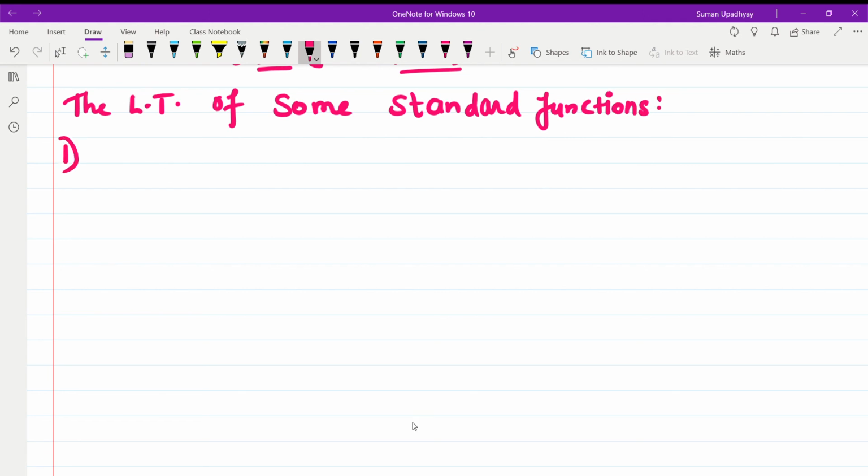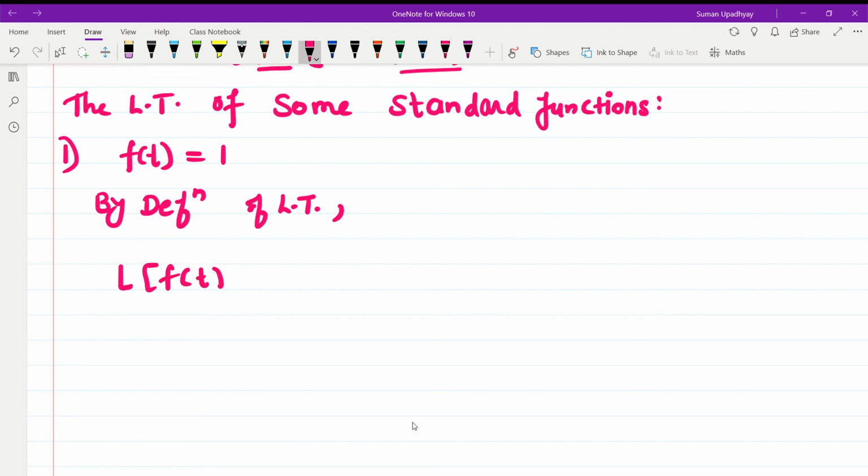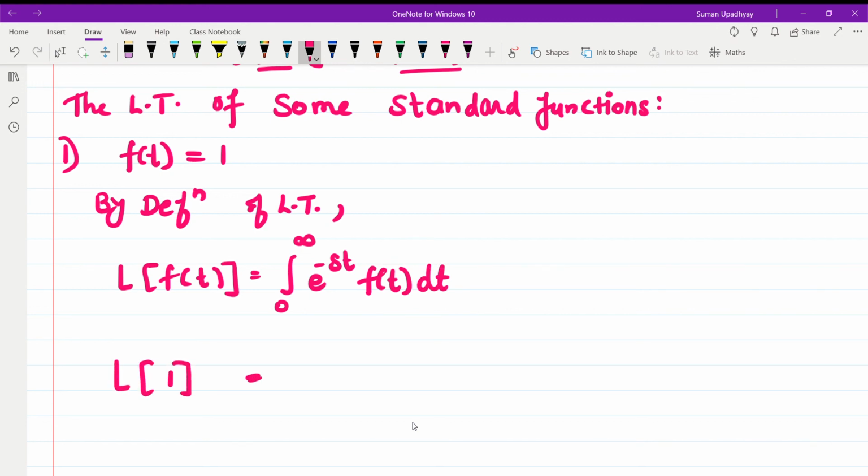Alright, so here I am starting with the first function. Suppose your f of t is 1. So what is the Laplace transformation of 1? First we are going to write down the definition of Laplace. By definition of Laplace transformation we have L of f of t is equal to integration from 0 to infinity e raised to minus st f of t dt. Here my function f of t is 1. So in place of f of t I am going to put 1: integration from 0 to infinity e raised to minus st into 1 dt.